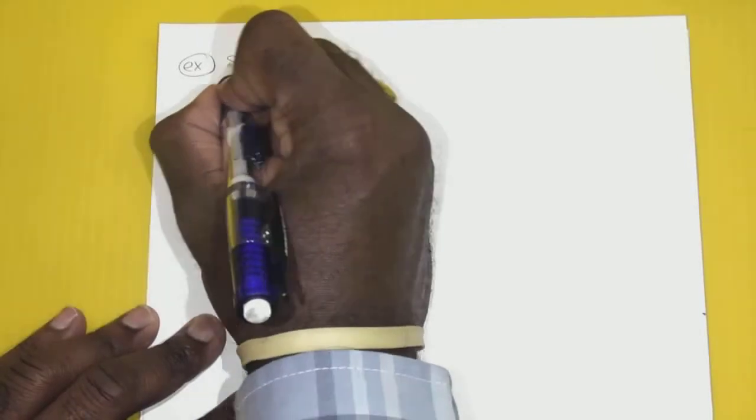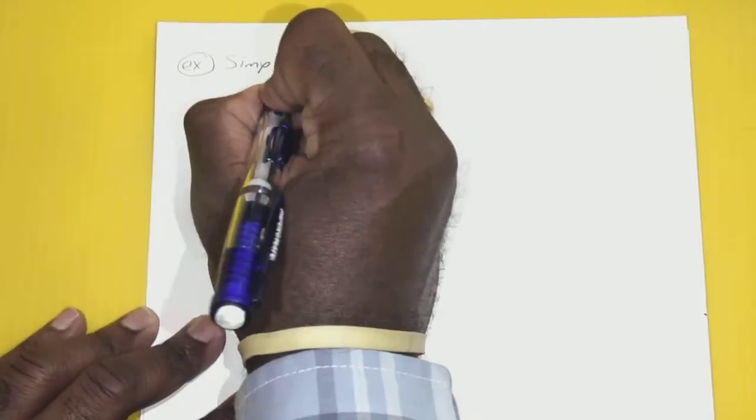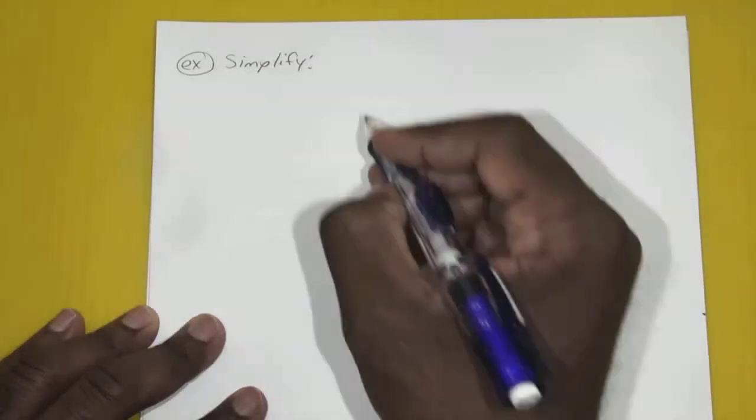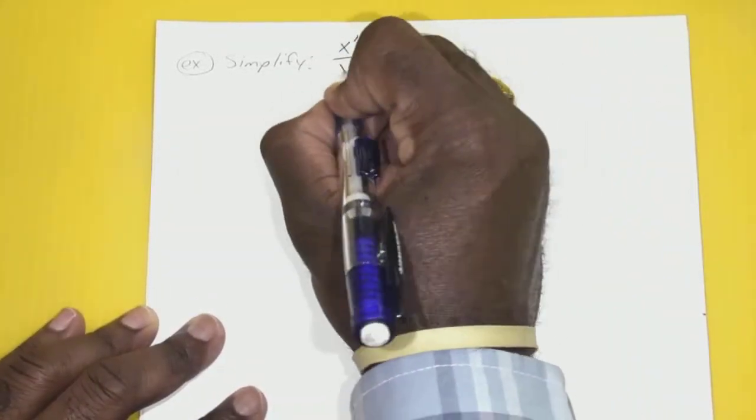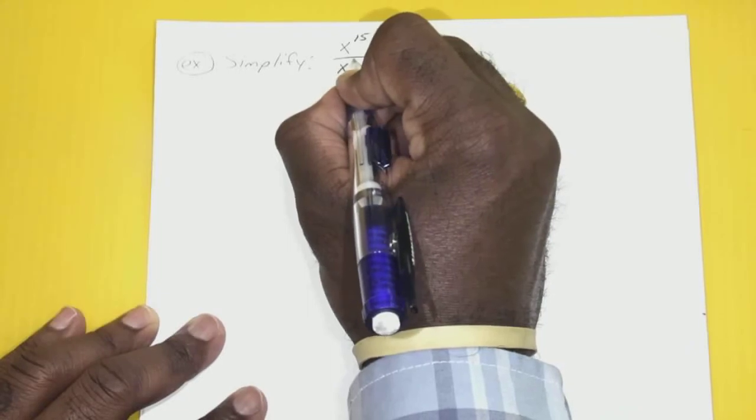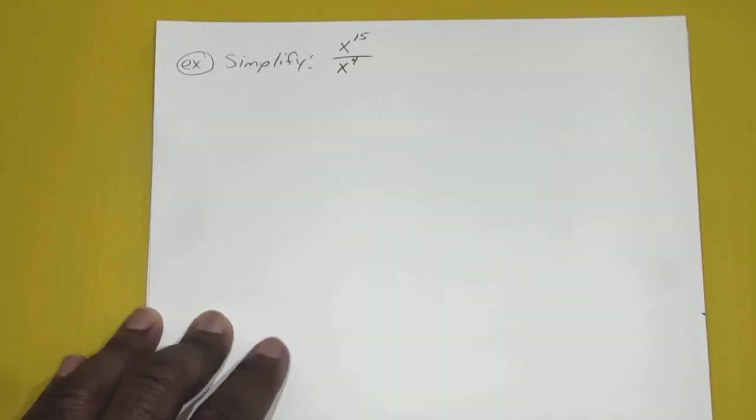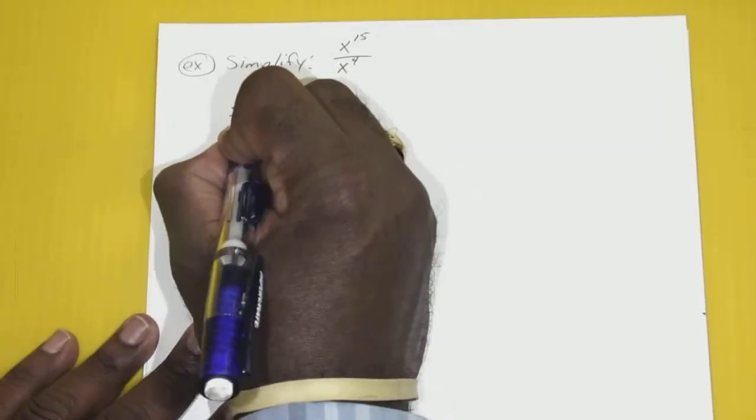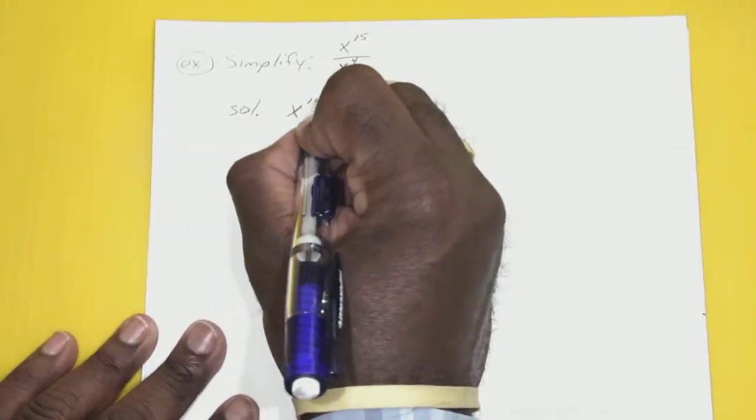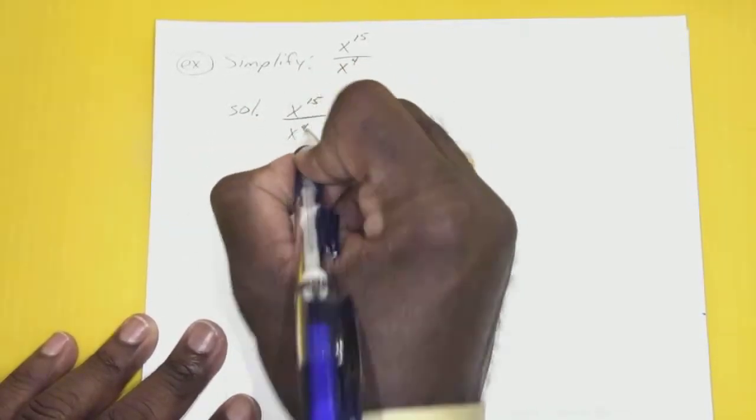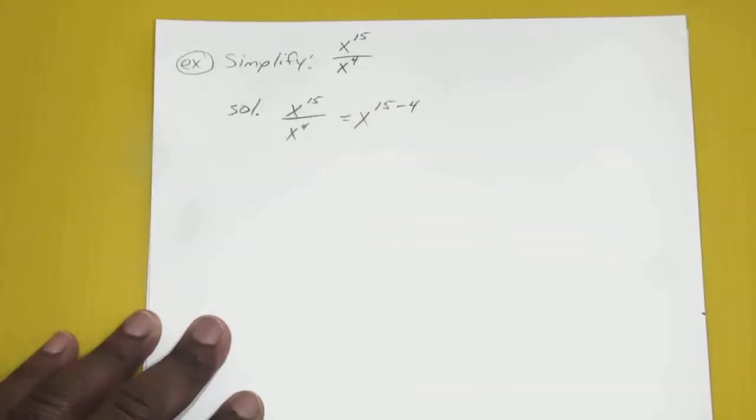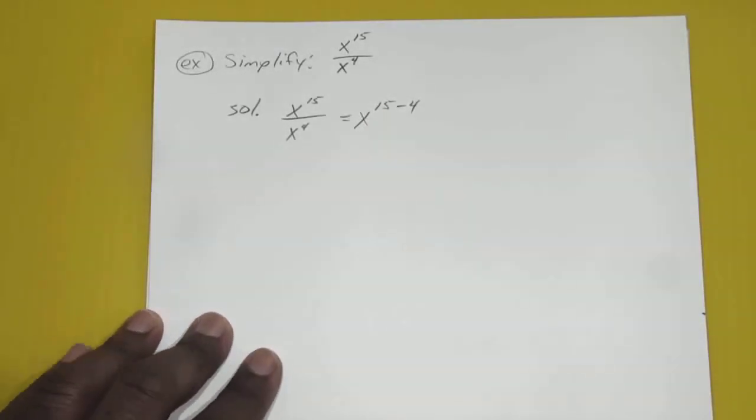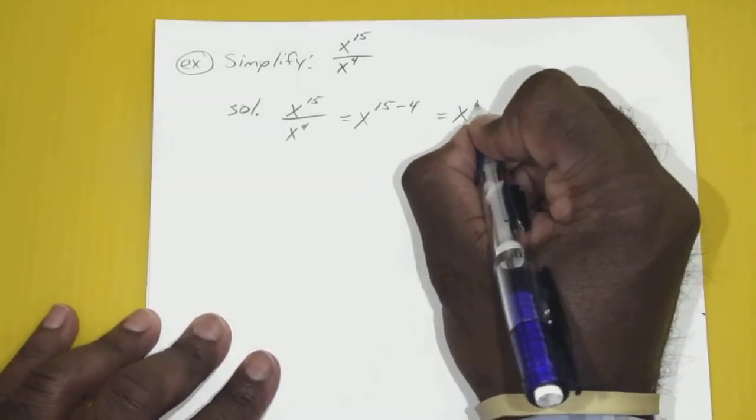Okay, so if we wanted to simplify x to the 15th power over x to the 4th power, we can just do the exact same thing. x to the 15th power over x to the 4th power is x to the 15 minus 4, which is x to the 11th power.